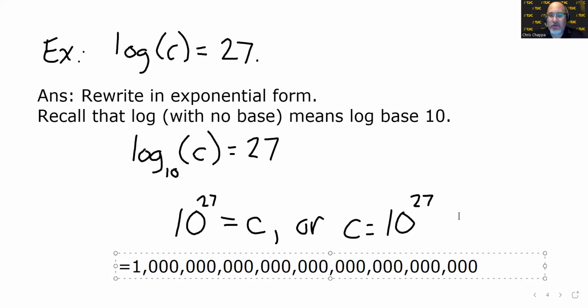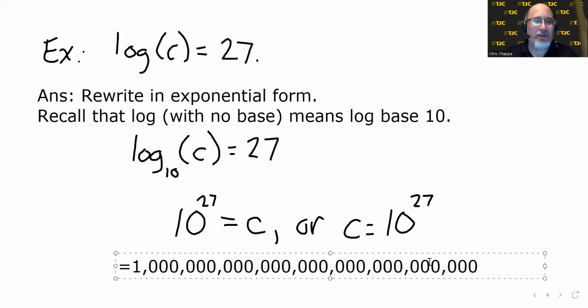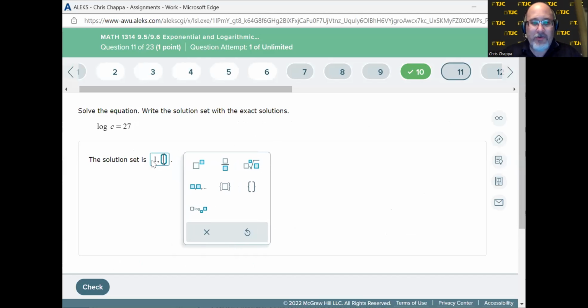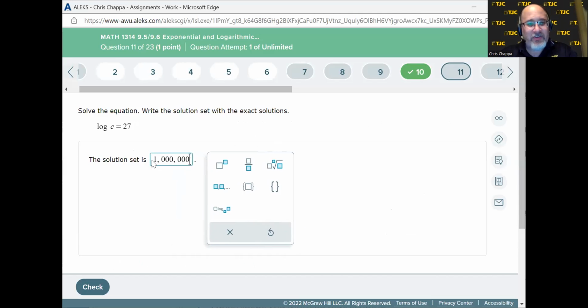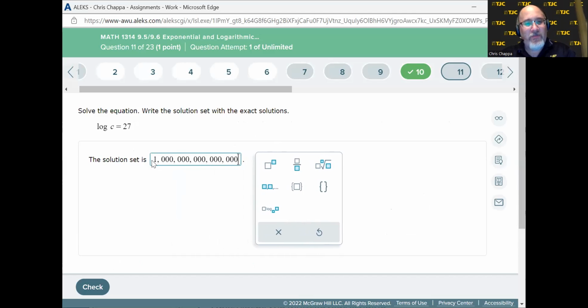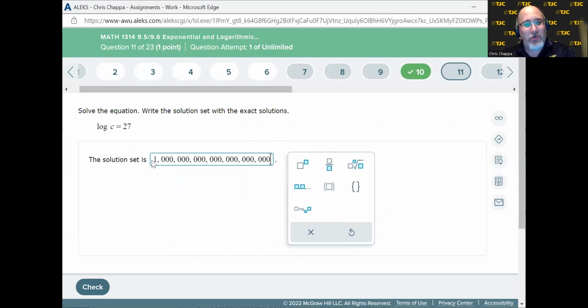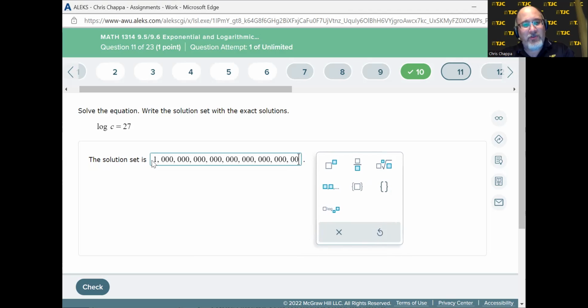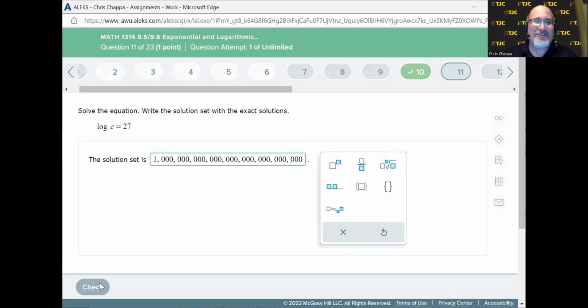So which answer do we put? Do we put 10 to the 27th or do we put 1 followed by 27 zeros? Let me make sure I call it the right thing. Million, billion, trillion, quadrillion, quintillion, septillion, sextillion, octillion. Yes, 1 octillion. I'm kind of curious if it'll let me type in the one with the 27 zeros. So let's find out. I just really want to know. I'm just curious if it'll take that.